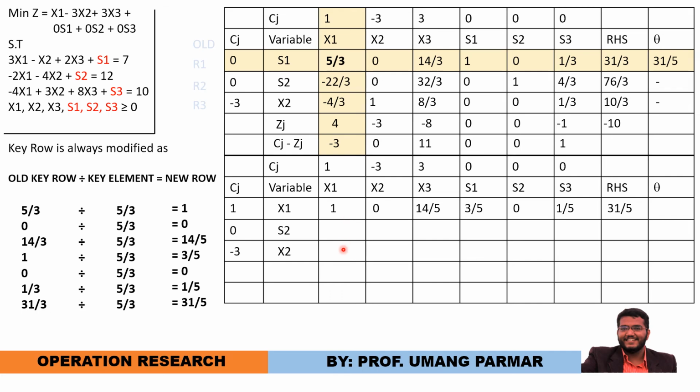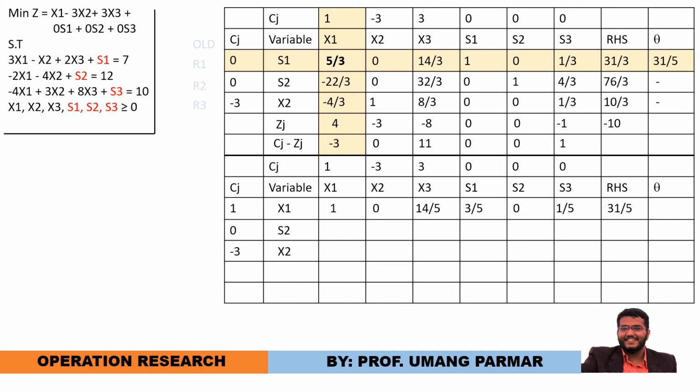In the new table of the simplex method, we want 0 and 0 in these two places. So we will modify it in such a way that we get 0 and 0 here. Right now we have just finished the key row modification for the new iteration, and we got the x1 answer as 31/5.